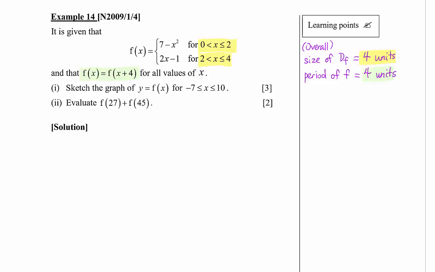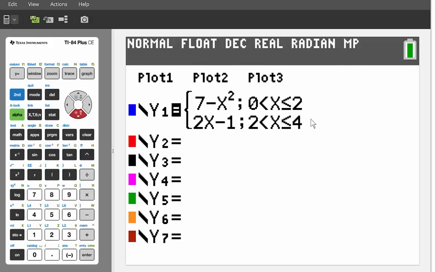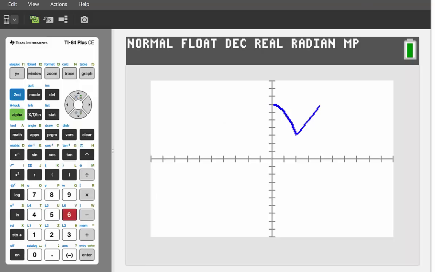To practice your GC skills, you may want to key in this using the piecewise function method, all right? So give it a try. Is this what you key into your GC? And when we press zoom standard, this is the graph we will get. Okay, so this is the original unit of the graph. We need to repeat this pattern because this is a periodic function.